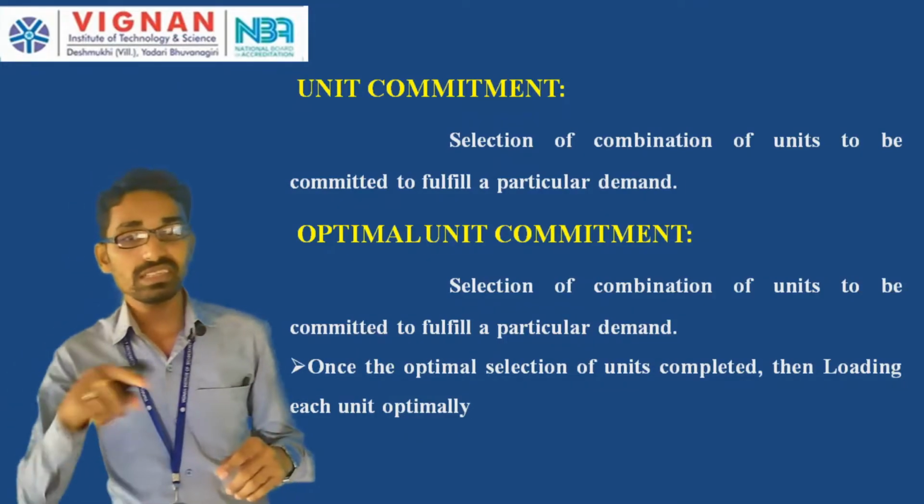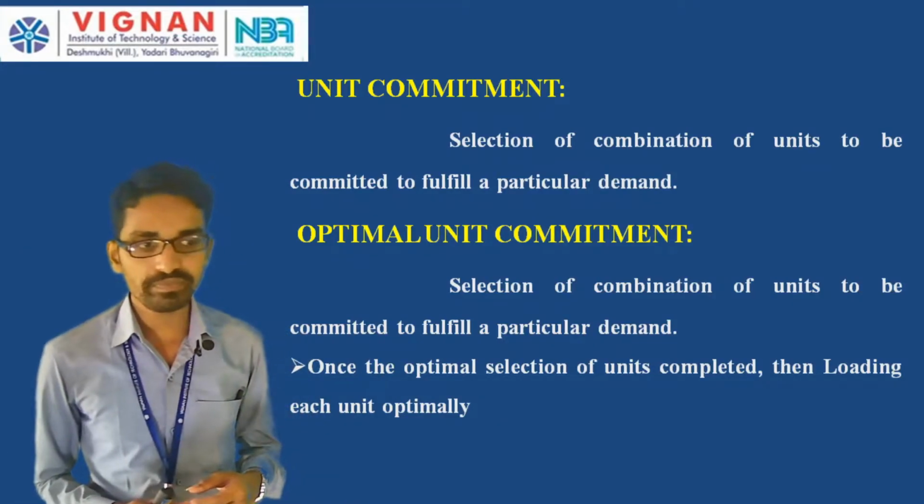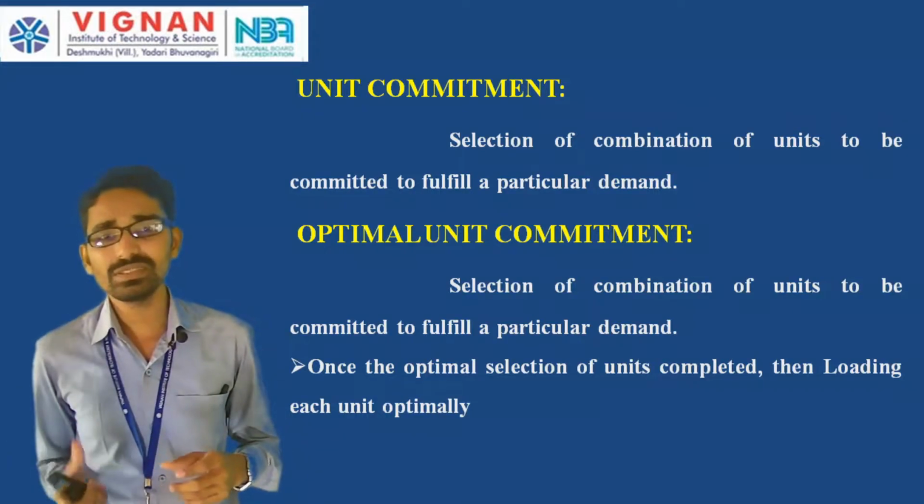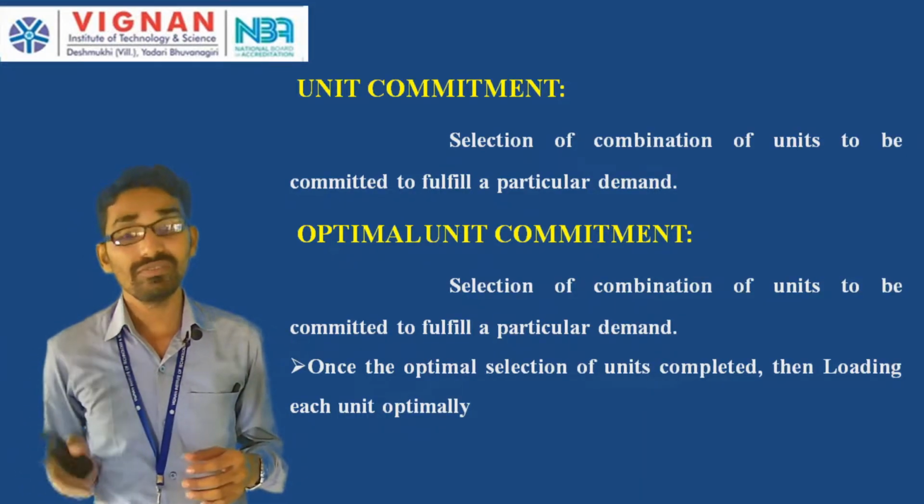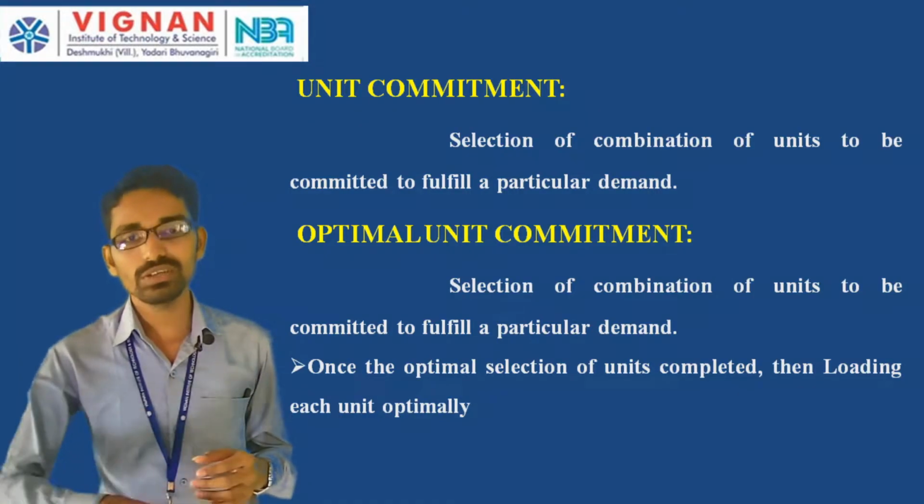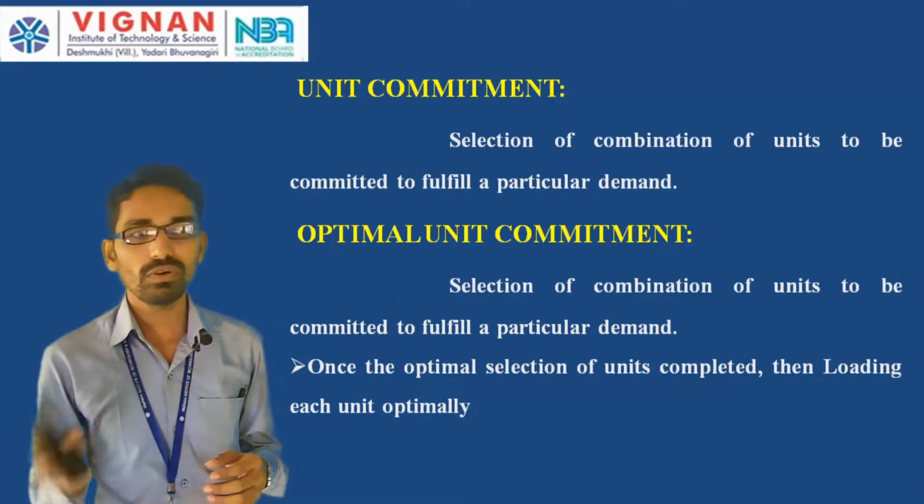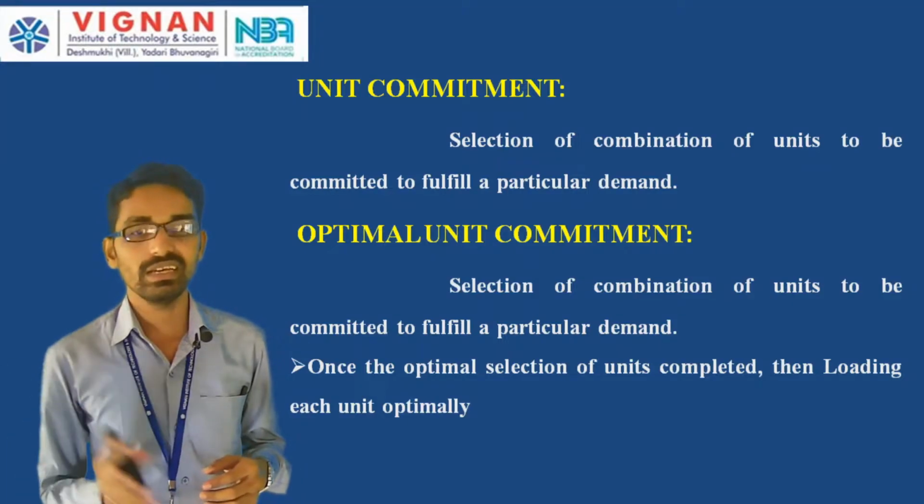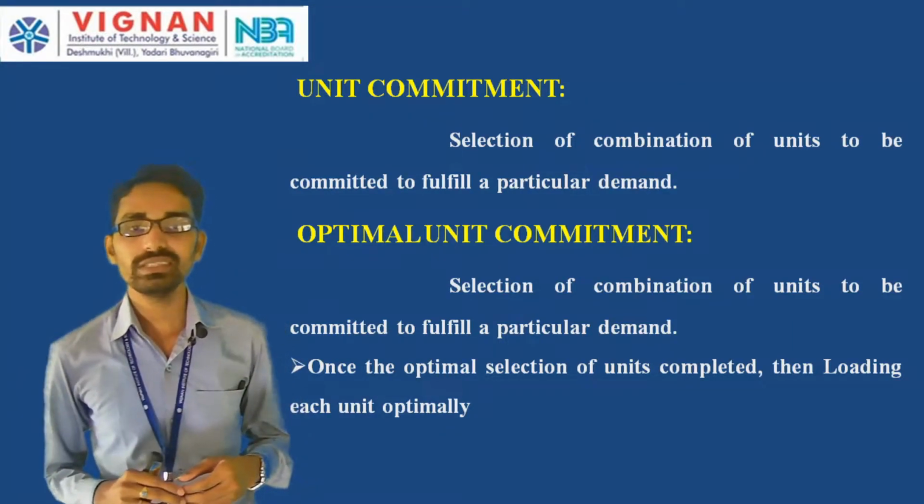The optimal selection of the combination of units means that before selecting the units, we look at which generator units are going to generate at less cost, and we select those units. Before load dispatch, we select the units. That is what the optimal unit commitment is.